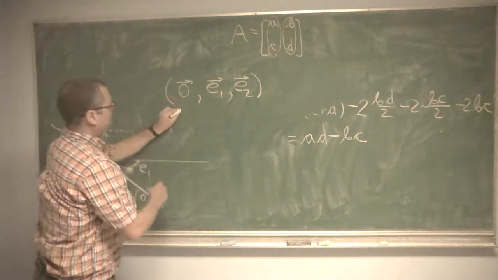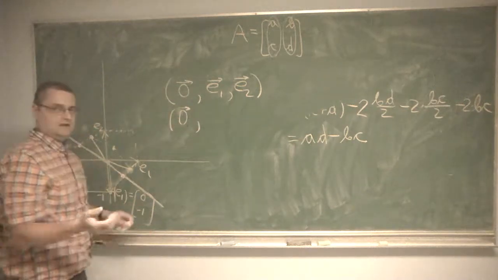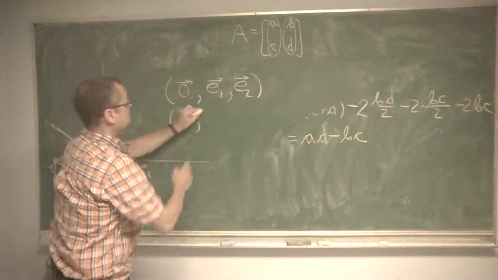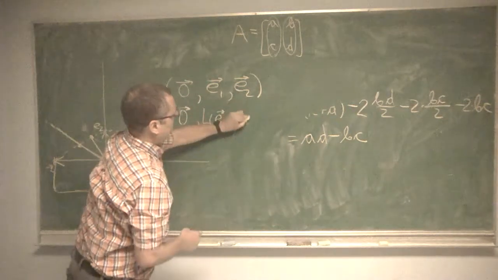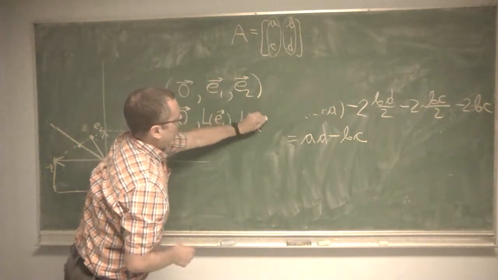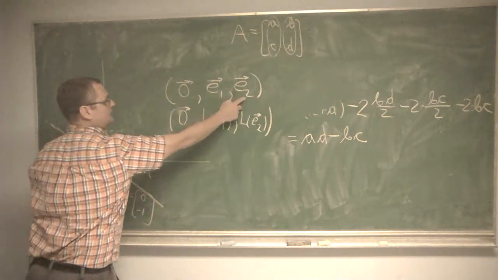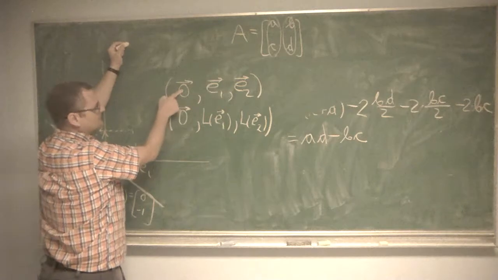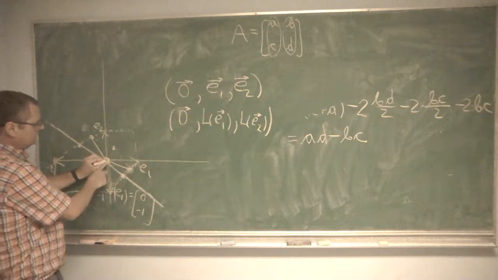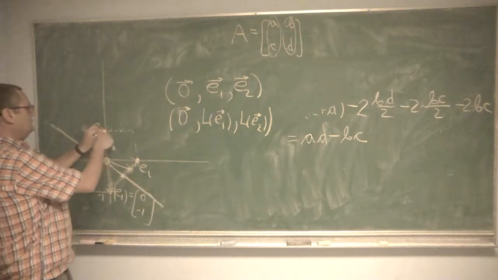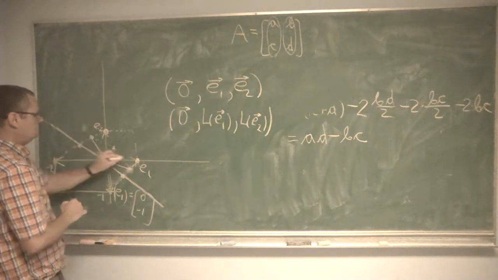This gets mapped to L of 0, which is 0. That's for any linear transformation. This gets mapped to L of E1. This gets mapped to L of E2. Now, these points 0, E1, E2. Suppose you jump from point 0 to E1 to E2. So in other words, from here, 0 to E1 to E2. So I have this triangle, I jump from here to here to here to here.